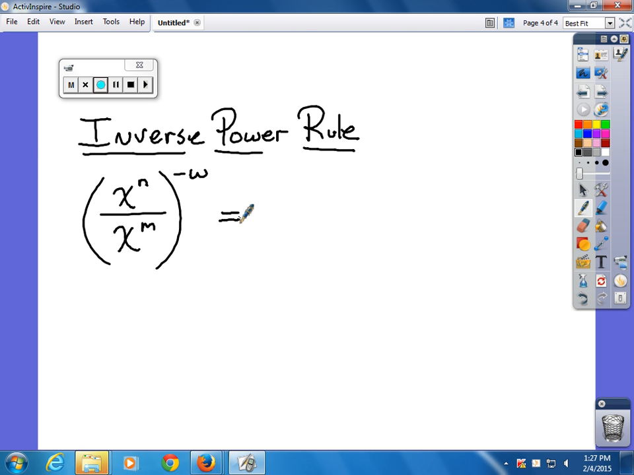Now if this was just like that, then it would be x to the negative m over x to the negative n. But since it's in parentheses, and this is out here, this is what happens. X to the m over x to the n raised to the w power. Again, this is for aesthetics. This is how I would use the inverse power rule if you had this.